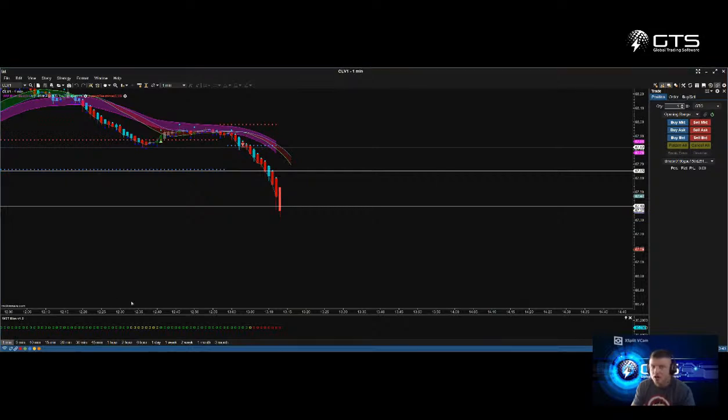Boom. All right. Well, we hit our entry, but I did not get in just because I really need to see how it's going to react around this zone right here. There is nothing wrong with being cautious as a trader. Nothing at all.